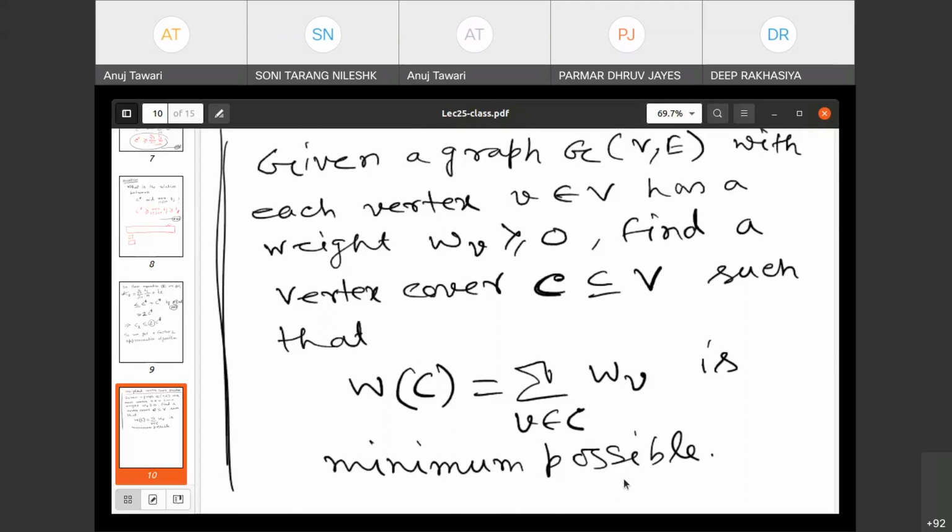Now how do we find the minimum such weight? If you remember, what we started with for vertex cover was that we pick a set of edges such that no two of them are adjacent to each other, and we pick the maximal set, and then we pick both the endpoints of those edges in our vertex cover. And that way we claimed that it was 2 approx. Now if there are weights on these vertices, what do you do?